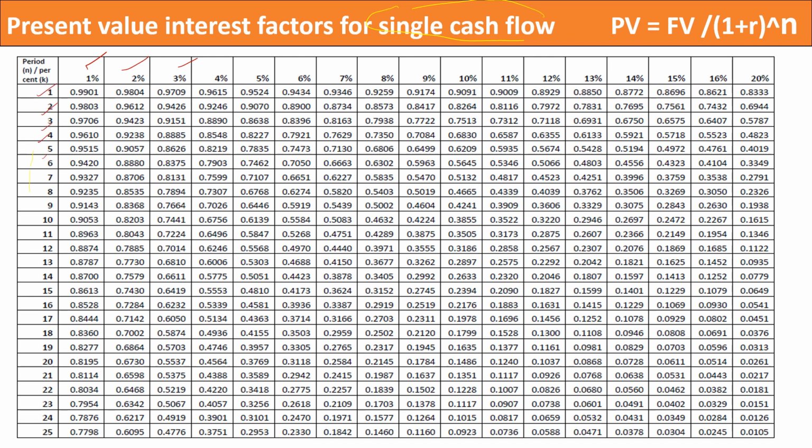In the problem, what did we see? We have n as 10, and this is our percentage. 5 years into 2, you need 10. And here you need 4%. 8% per annum, compounded semi-annually, becomes 4%. So when you match 4% with 10, you get 0.6756. This you have to substitute in the formula. Let us see how to do that.